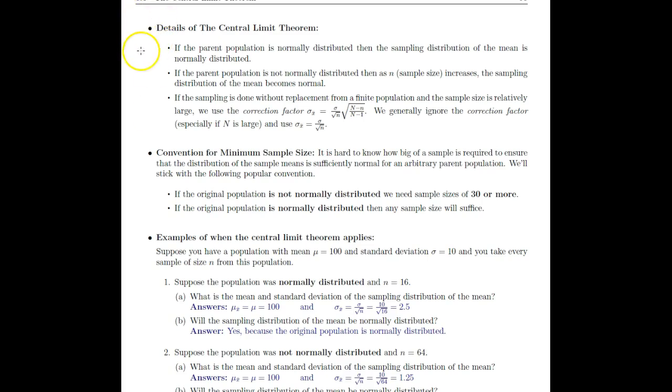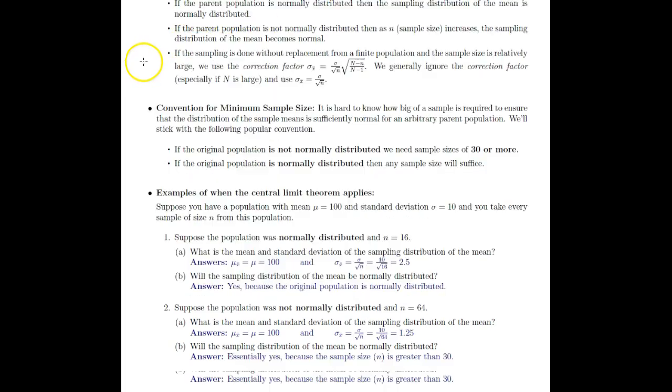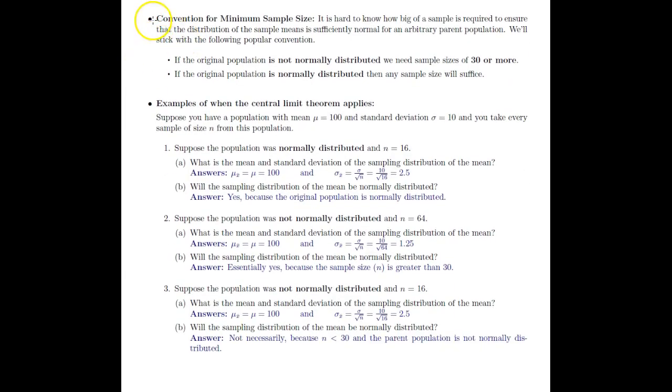So here are just a few technical things to wrap up. We're not going to worry about the details of the central limit theorem. Let's go down here to the convention for minimum sample size. This is actually important. How do we know whether we can use these z-score methods on sampling distributions? Well, one of these two things must happen, not both, just one. One, if the original population is normally distributed, then you're fine. You can use this method of just using z-scores and the table in the back of the book.